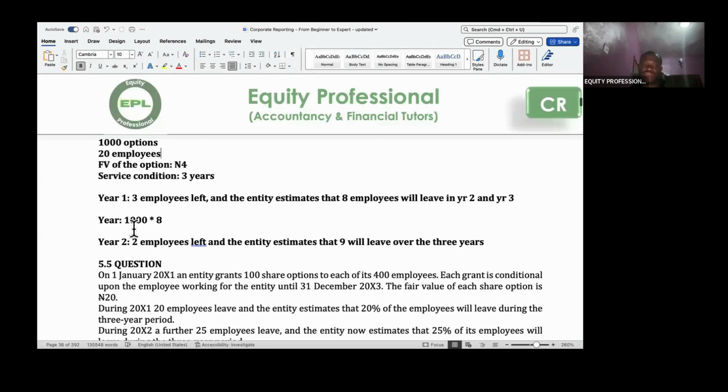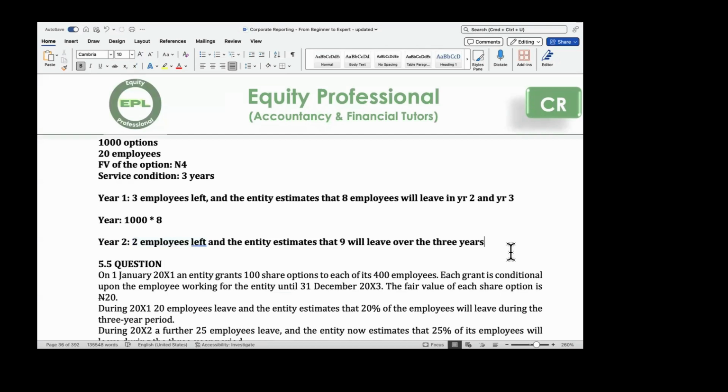So now let's go to year 2. I want to believe everybody understands that. Year 2 is the same thing. In year 2, two people left, and the entity estimates that 9 will leave over the 3 years. Abidemi, can you try this? In year 2, how many will vest? When I say how many will vest, I mean the estimate of people that will not leave at the end of year 3, based on the year 2 estimate. The year 2 estimate is that an additional 2 people left. Then we now estimated that 9 will leave over the 3 years. So how many will vest?